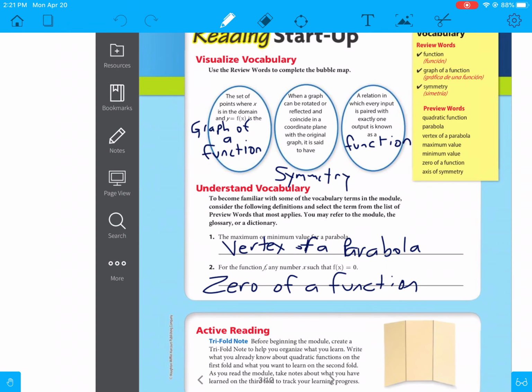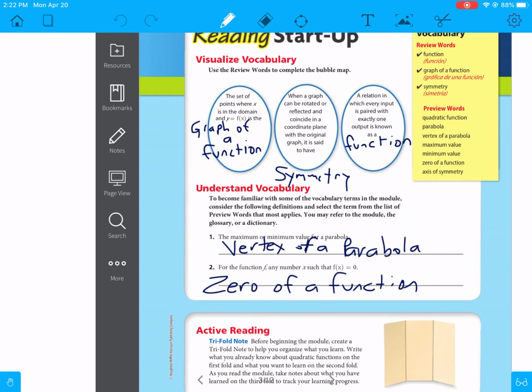So our reading startup: the set of points where x is in the domain of f and y equals f of x is the graph of the function. So you can always replace an f of x with a y, and if you ever have ordered pairs. When a graph can be rotated or reflected and coincide in a coordinate plane with the original graph, it's said to have symmetry. And a relation in which every input is paired with exactly one output is a function.